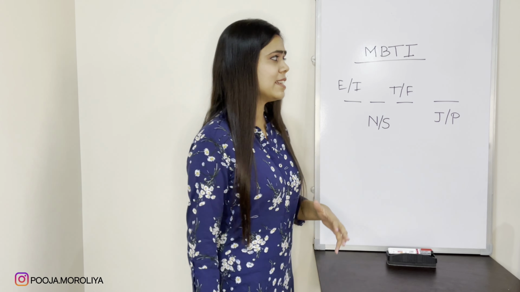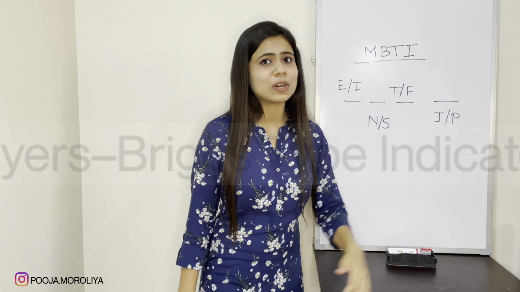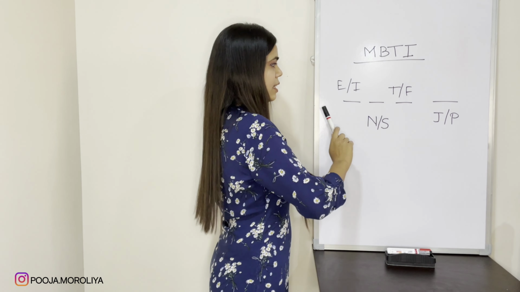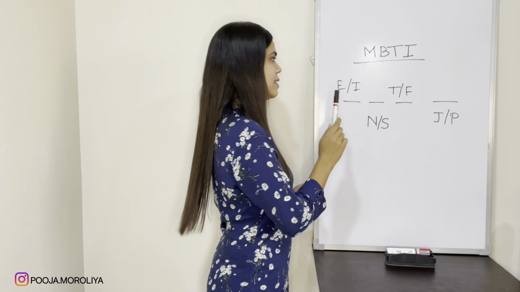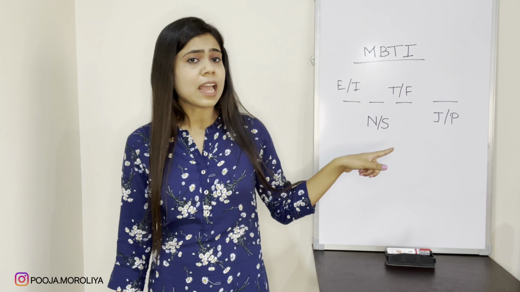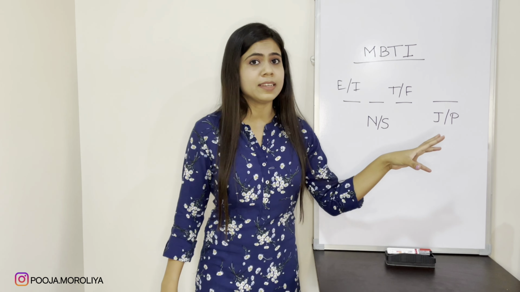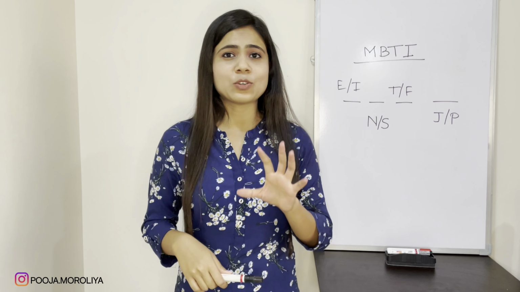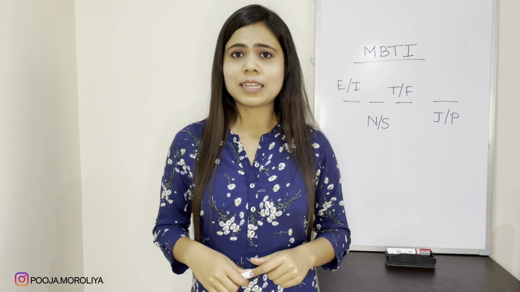Katharine Briggs and Isabel Myers, this mother-daughter pair, spent several decades and gave us the MBTI, which is the Myers-Briggs Type Indicator, according to which there are a total of 16 different personality types, and we have these 4-letter names. First is either E or I, second is N or S, third is T or F, and the last one is J or P. According to permutations and combinations, there are a total of 16 different personality types.